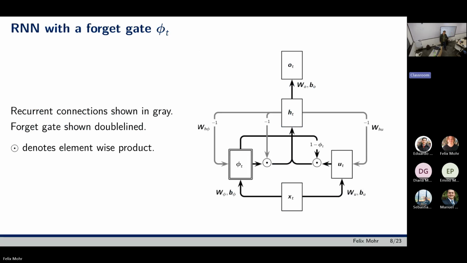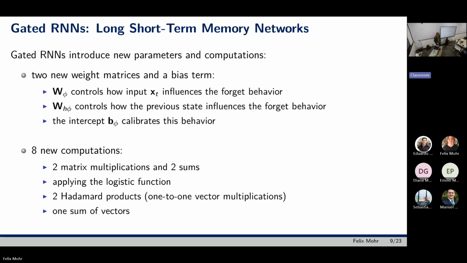So we have many more computations we have to do. In total, it's 8 new computations. We have 2 new matrix multiplications, this with this and this with the hidden state. There are 2 multiplications. Then we have to do 2 summations, the result of this plus the result of this plus the result of this. So 2 multiplications and 2 sums. This is for incorporating this.